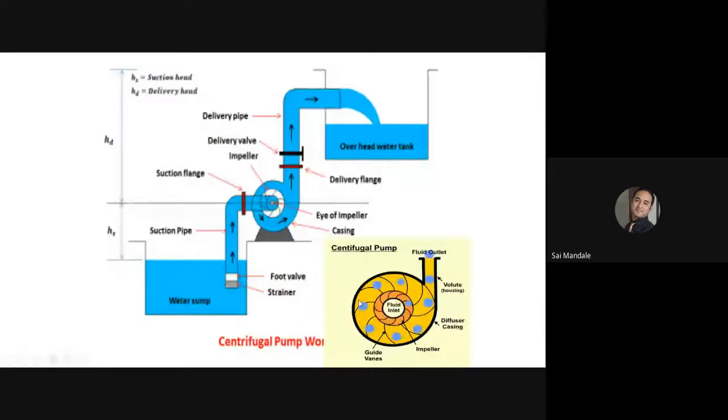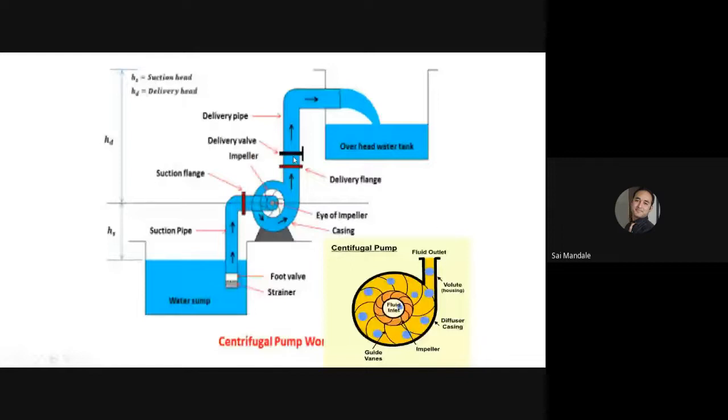They are allowed to move water in this direction, and at the exit, once the pressure is enough to discharge the fluid out of the system, the water is coming and discharged into the discharge pipe. Then it is passing through the discharge pipe, and then it is delivered to the overhead tank.